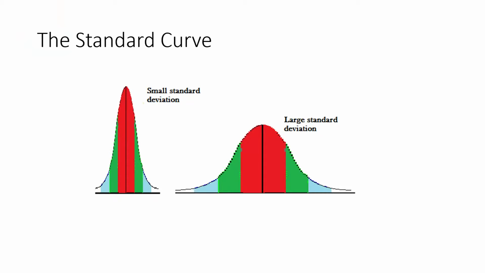So here we have two different standard curves, one with a small standard deviation and one with a larger standard deviation. The idea of having these different curves is that you can obviously see that with the smaller standard deviation, the data is more compact, and with the larger standard deviation, the data is more spread out.